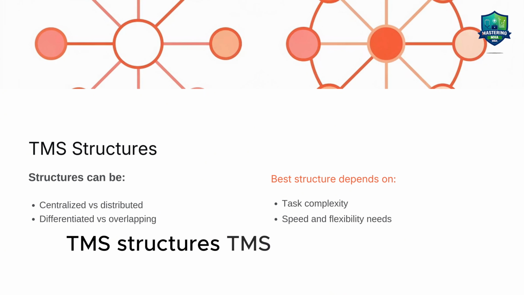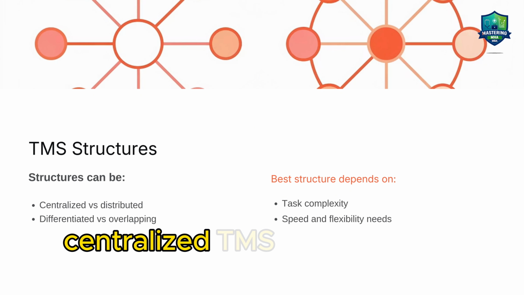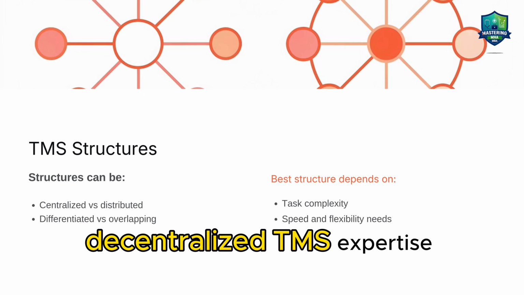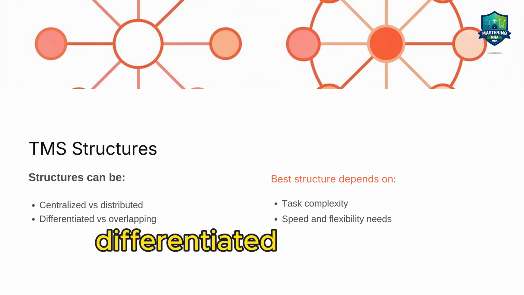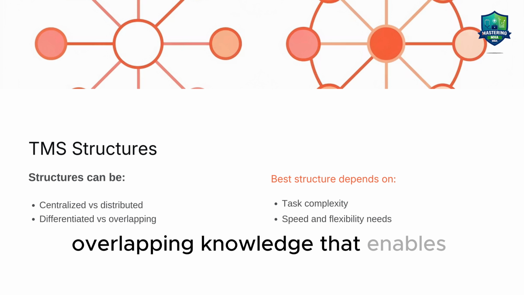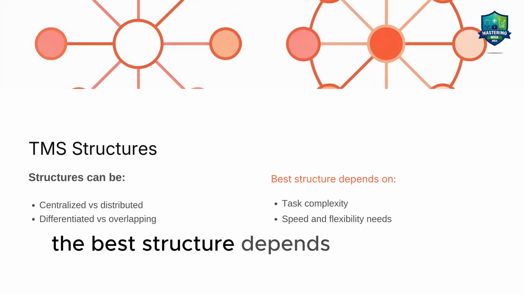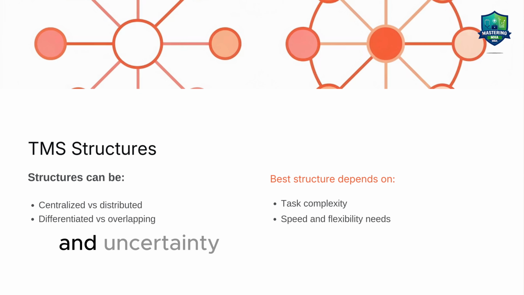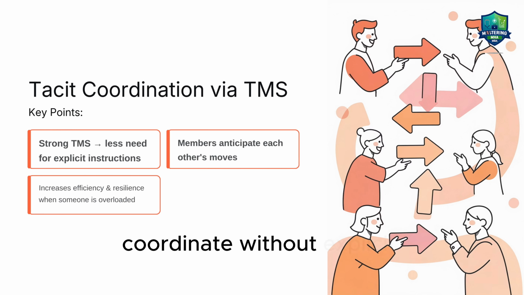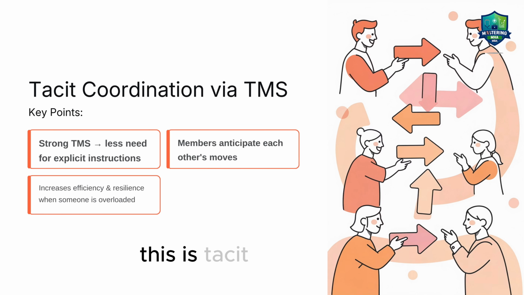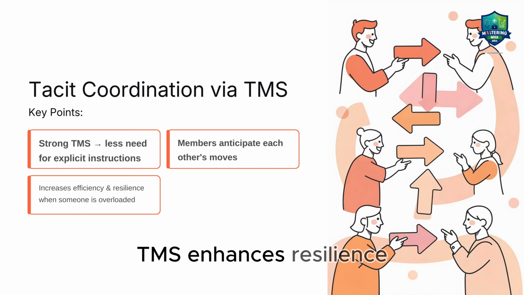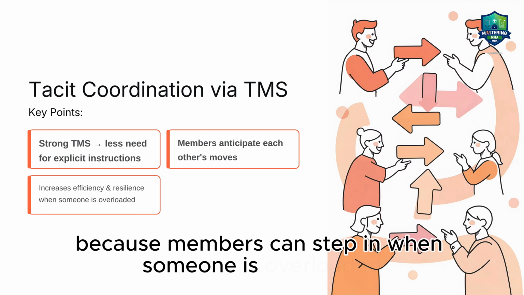TMS structures. TMS can take multiple structures. Centralized TMS: one key member holds primary expertise. Decentralized TMS: expertise spread across many members. Differentiated TMS: distinct specialties. Integrative TMS: overlapping knowledge that enables flexibility. The best structure depends on the task's complexity and uncertainty. Tacit coordination in TMS. Teams with strong TMS coordinate without explicit communication. This is tacit coordination. They anticipate each other's moves. TMS enhances resilience because members can step in when someone is overloaded.